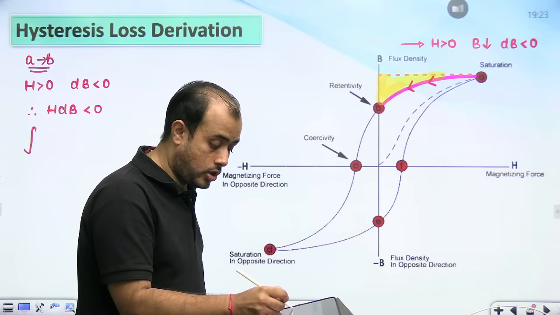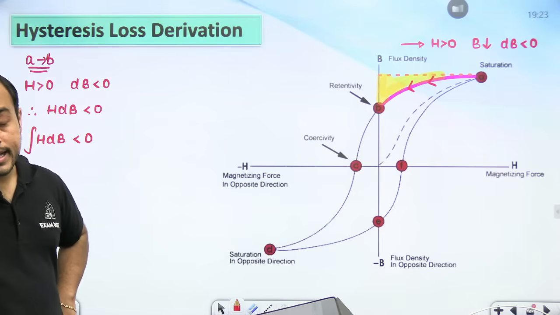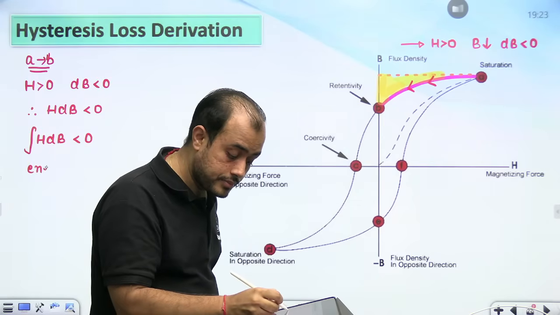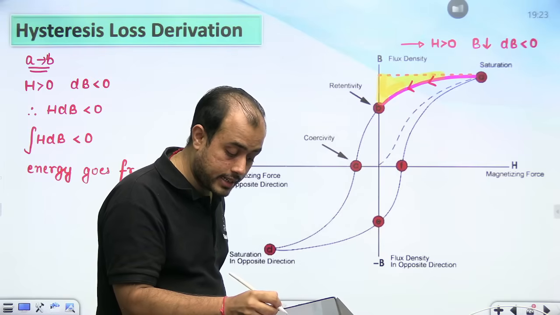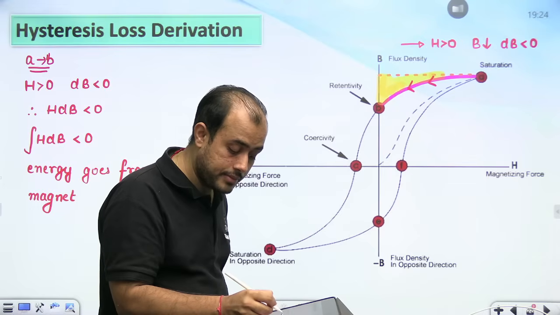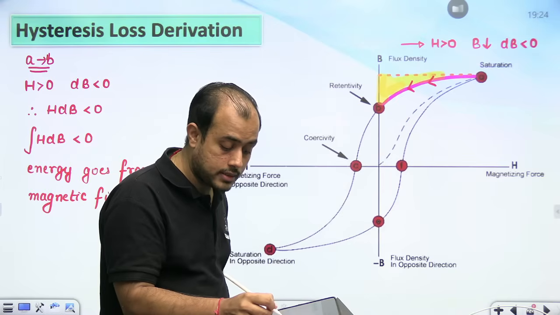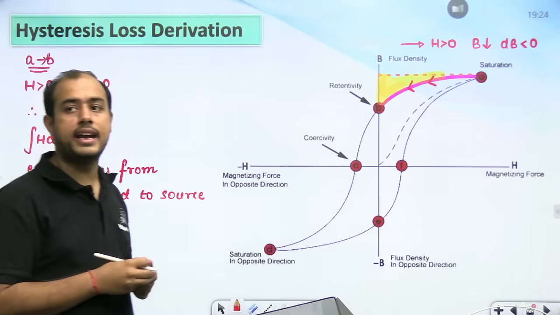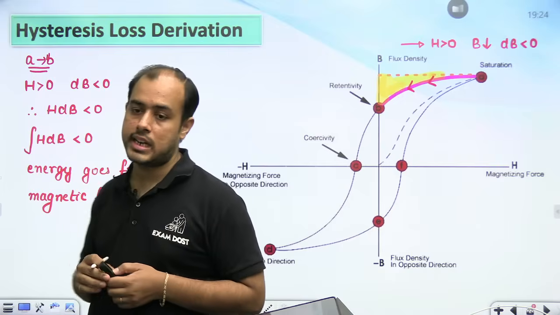So integral of H dB is negative. If the energy is coming negative, it means energy goes from magnetic field to source. So basically the magnetic field is returning the energy to the source. Magnetic field energy source को लौटा रहा है. It is returning the energy to the source. Clear up to here, beta? This part is also clear.